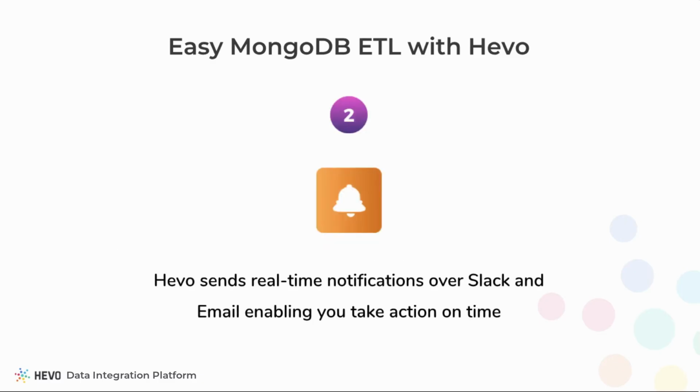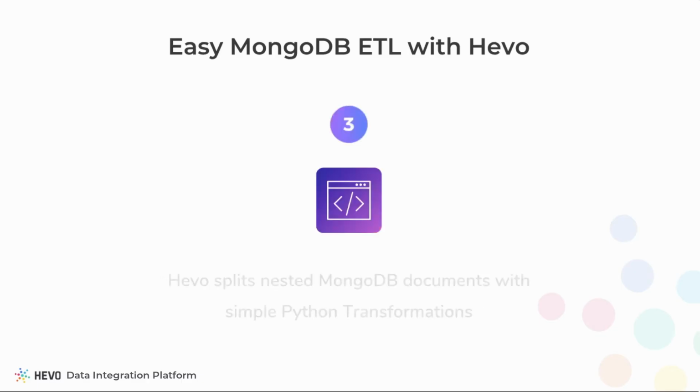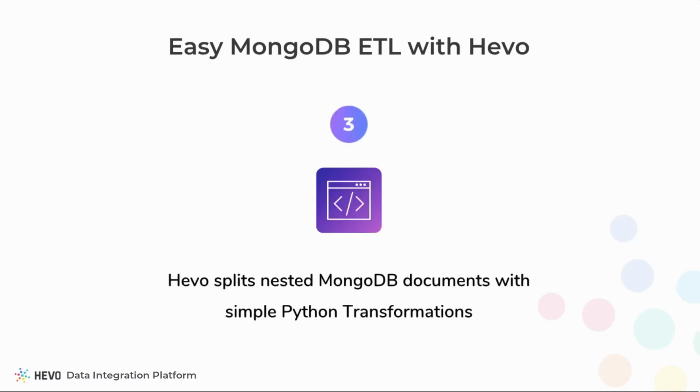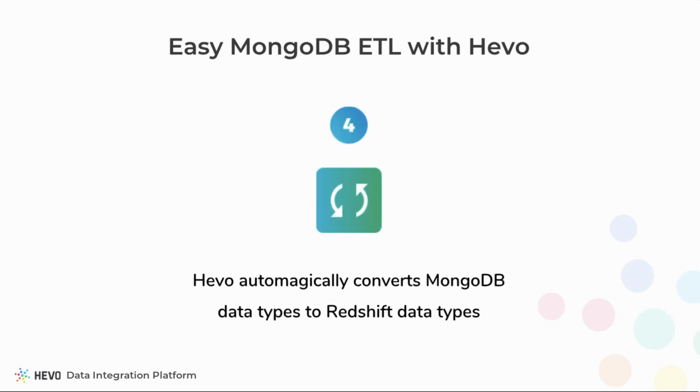Hevo sends real-time notifications to you whenever fields with incompatible types are detected in a collection. Hevo also allows you to take the appropriate action to handle the incompatibility in real time from within the tool. Hevo lets you split the nested MongoDB documents into multiple rows in Redshift by writing simple Python transformations. This makes MongoDB file flattening a cakewalk for you. Hevo converts all MongoDB data types into the closest compatible data type in Redshift. This eliminates the need to write custom scripts to maintain each data type, in turn making the transition seamless.